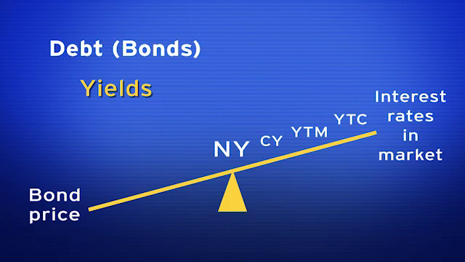Now let's take a look at this, understanding the relationship of yields to one another. True or false? Yield to maturity is lower than yield to call. That's true. True or false? Current yield is less than yield to maturity. That's true. True or false? Nominal yield is greater than yield to call. That's false. So use the seesaw to understand the relationship of interest rates to bond prices, and then use the seesaw to understand the relationship of different bond yields to each other.